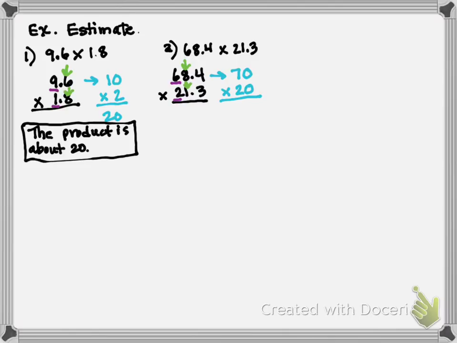And you know, it's really easy to do this math. We're going to get really just 2 times 7, which is 14, and then we're going to have 2 zeros added on. Okay, so the product is about 1,400.